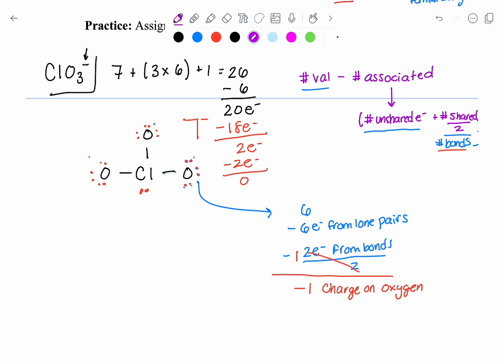So each oxygen has a charge of -1, -1, and -1. They're all the same. They all have 1 bond and 3 lone pairs, so they all have the same formal charge. Your calculation would be the same there. So let's now do our chlorine.